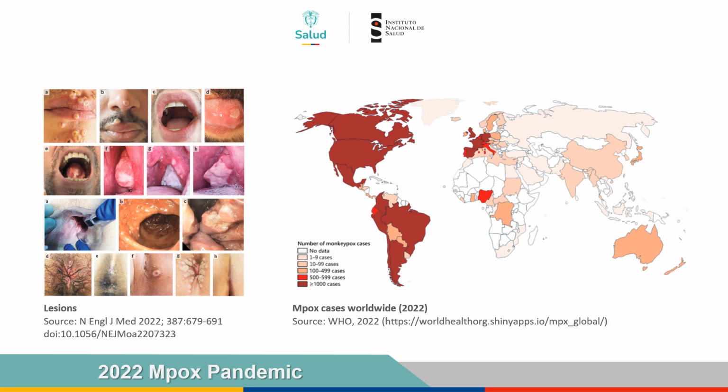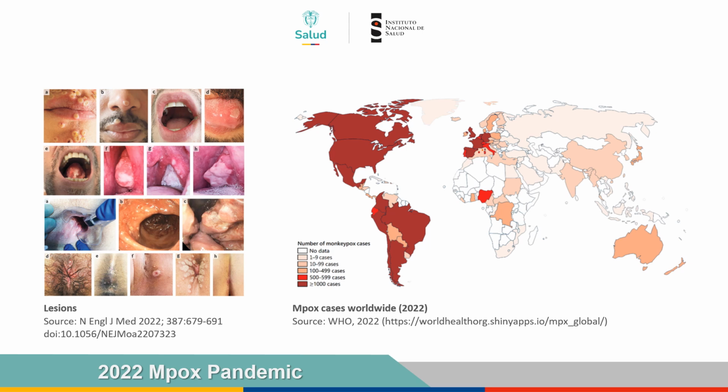It is caused by the monkeypox virus, which is a species of the genus Orthopox virus. There are two distinct clades of the virus: clade 1 with two subclades, clade 1A and clade 1B, and clade 2 with subclades 2A and 2B. In 2022, there was a global outbreak of Mpox, which was caused by the clade 2B strain.